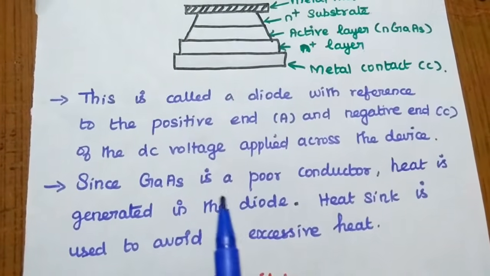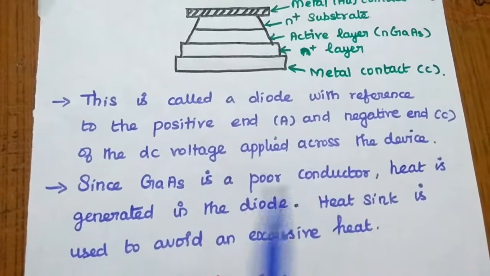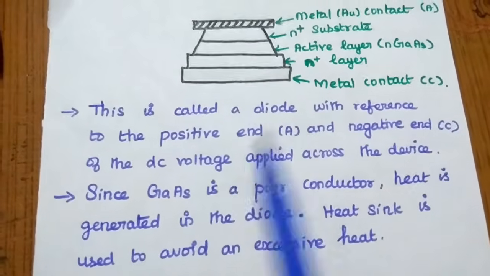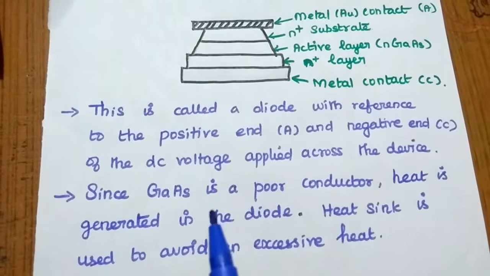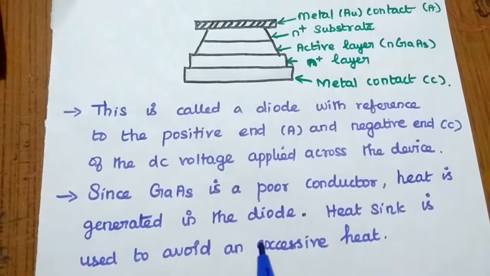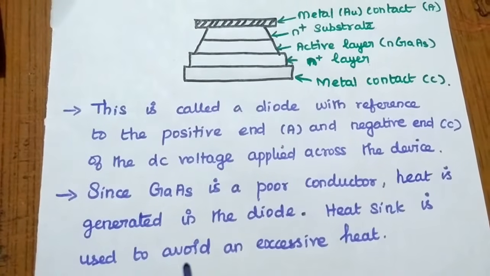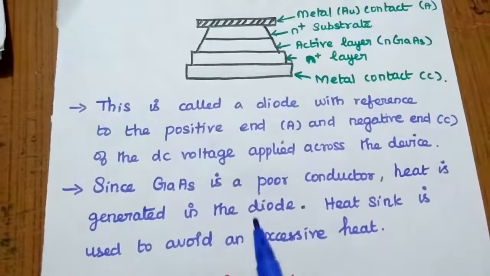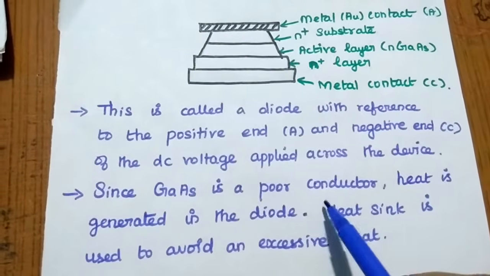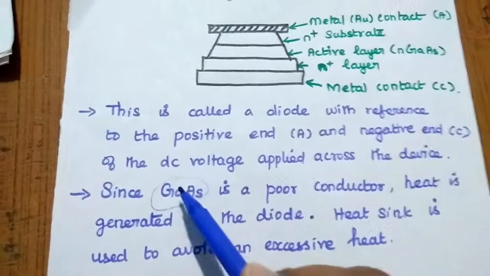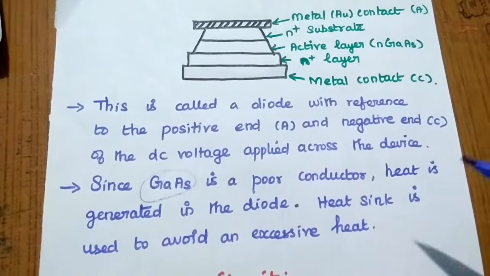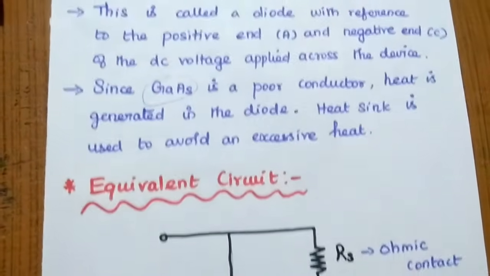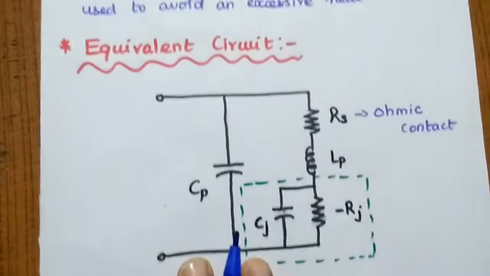Okay, so one more drawback is here in this structure. Since gallium arsenide is a poor conductor, heat is generated in the diode easily. So always we need to have the heat sink to avoid excessive heat. That is one of the major drawbacks: gallium arsenide is a poor conductor, so it can easily generate heat in the microwave frequency range.